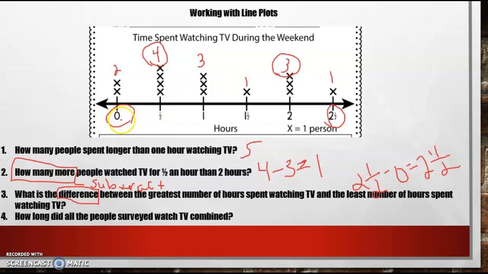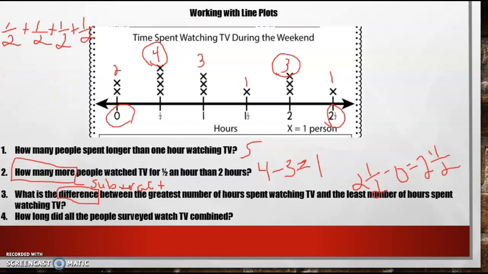So for example, 0 hours. 2 people did that. So that would be 0 plus 0. We're not even going to write that. We don't need to write down 0 plus 0. 0 plus 0 is 0. Half an hour. How many people watched half an hour? 1, 2, 3, 4. So that means we have 4 of them. A half plus a half plus a half plus a half.